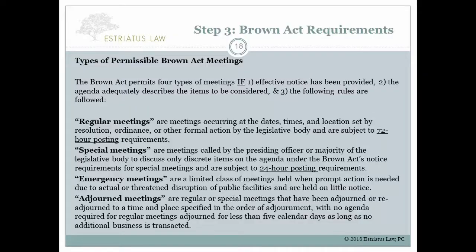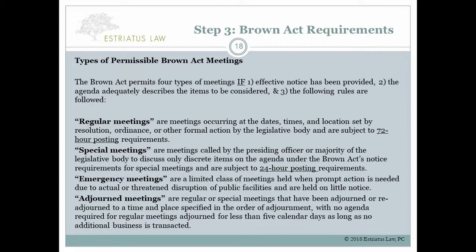Okay. So step 3. If you have a legislative body and a meeting, there are only 4 types of ways that those meetings can be held. The 4 types of meetings that can be held under the Brown Act are regular meetings, special meetings, emergency meetings, and adjourned meetings. All of these types of meetings require that the meeting agenda adequately describe the items to be considered, effective notice to the public be provided, and they have special rules based on the meeting type.